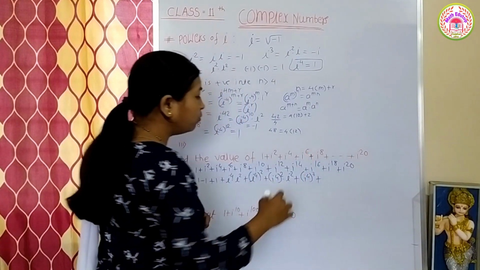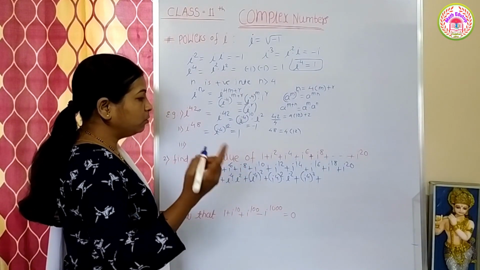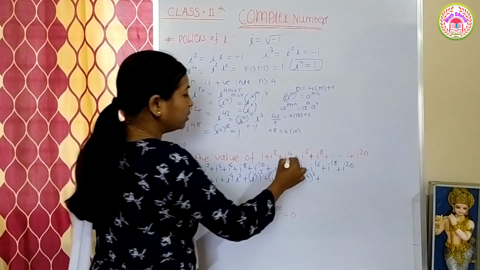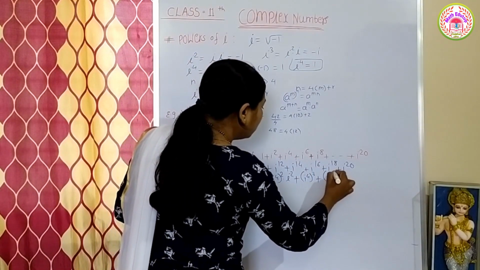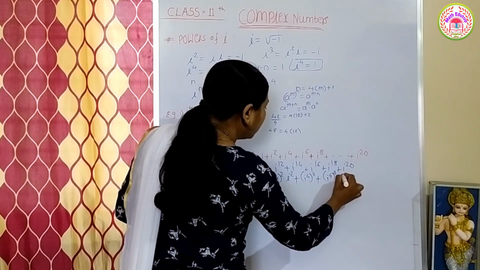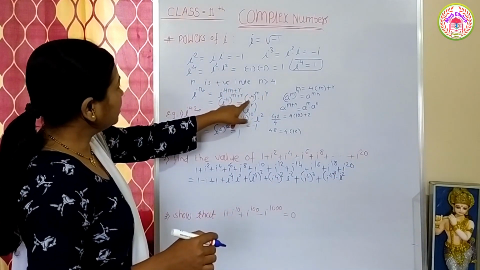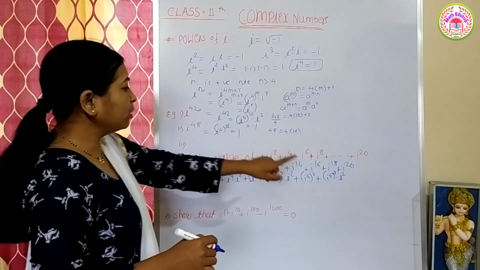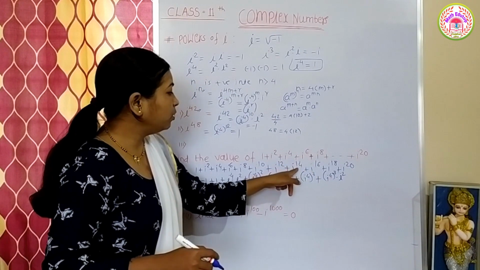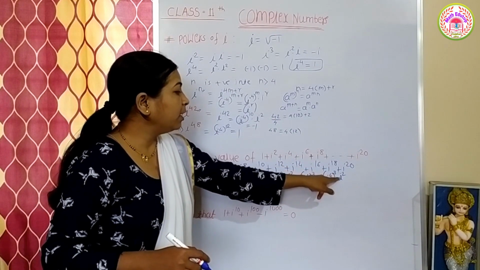Then i raised to 14. That is, when we divide by 4, i raised to 4 into 3 is 12, and the remainder is 2. That is 14. Means i raised to 14, how to write? i raised to 4 raised to 3 into the remainder, that is i raised to the remainder 2. Okay, we directly apply this result. That is i raised to 4 raised to the quotient term into the remainder value. Okay, then this 14, how to write? i raised to 4 raised to 3 means i raised to 12, and the remainder is 2.